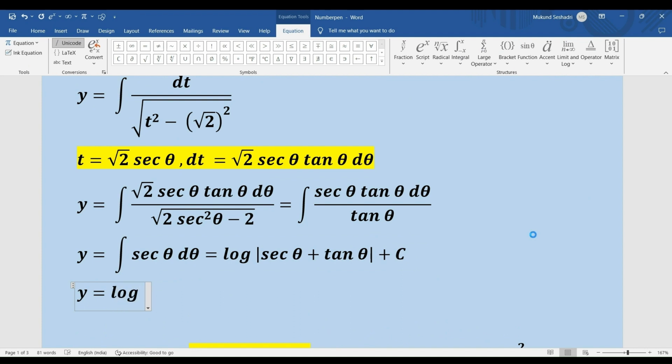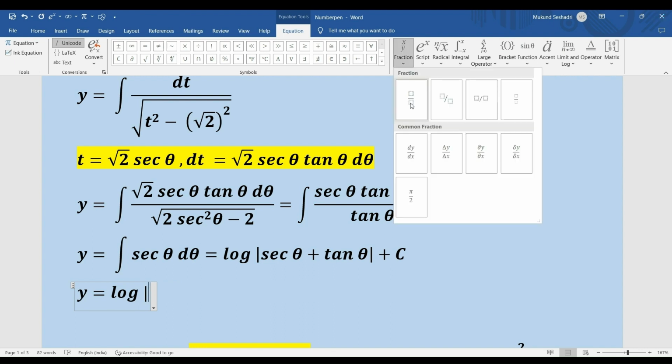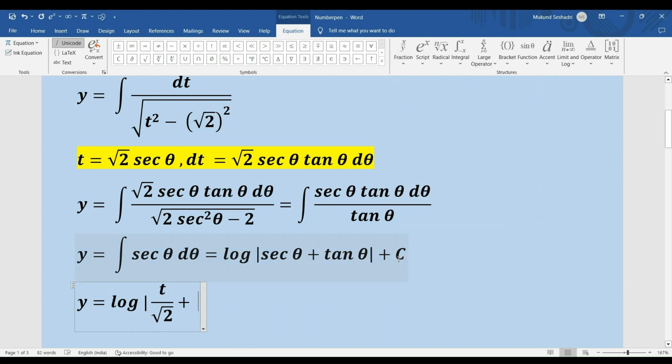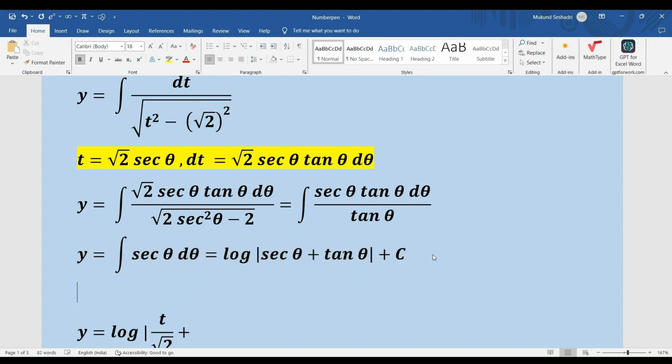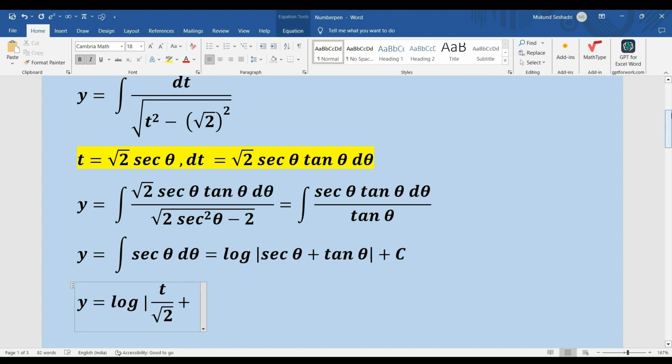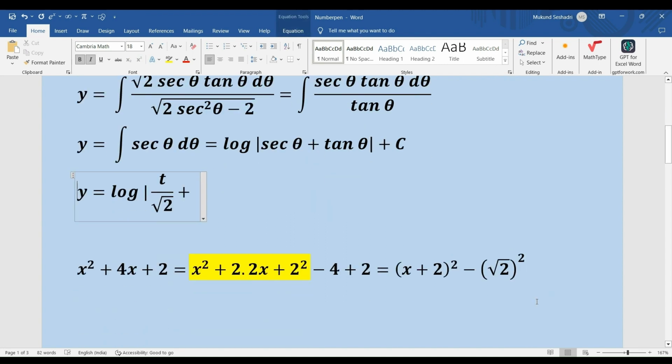So my log of mod of my secant theta is nothing but t by root 2, because my t equals root 2 secant theta. So that's my secant theta. Then I come to my tan theta. So my tan theta, maybe I will do this separately. I'll go to the bottom of the screen and help you do this.